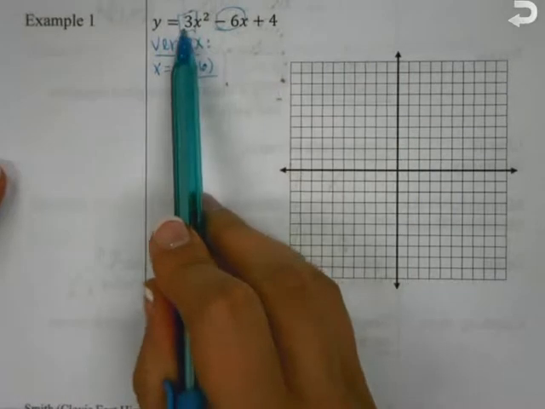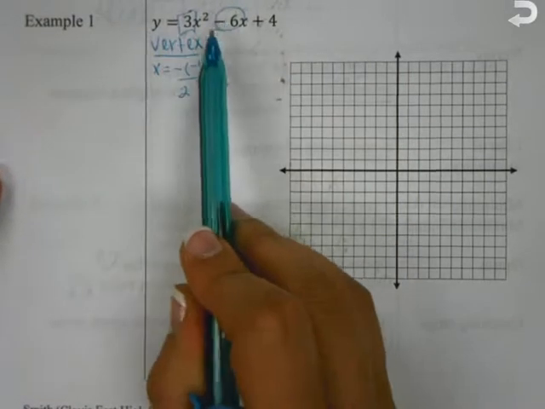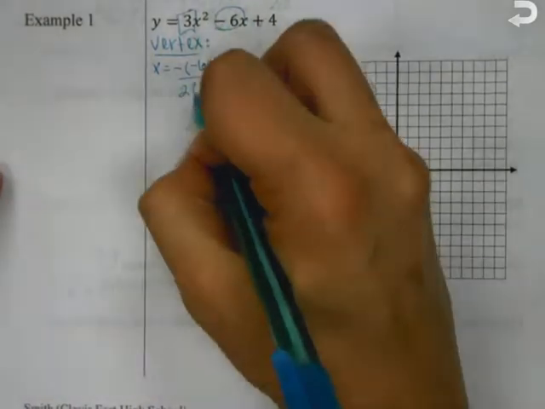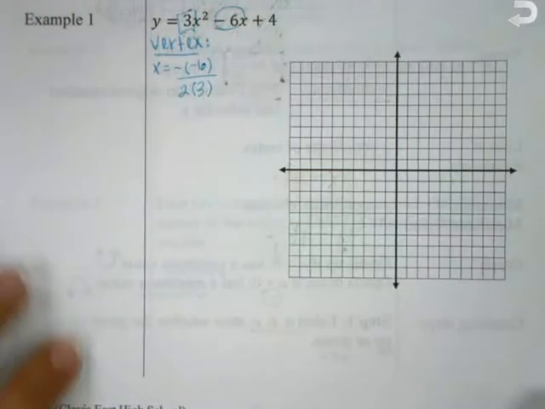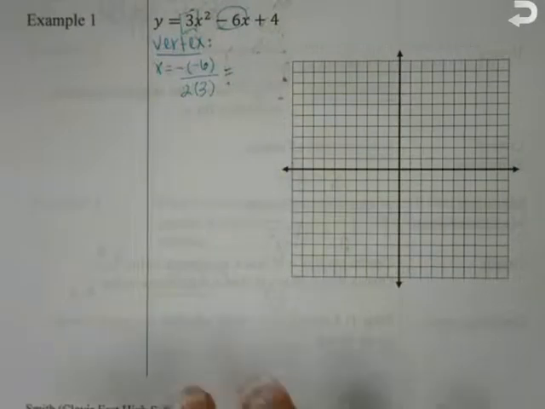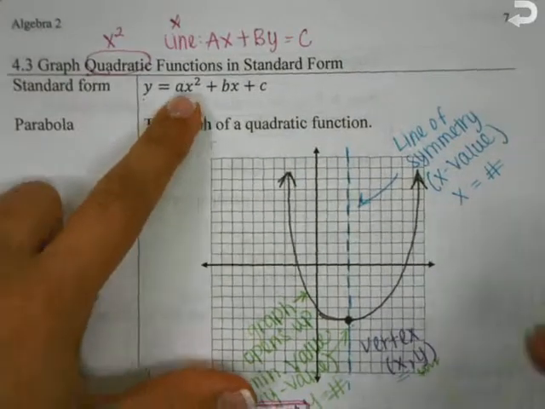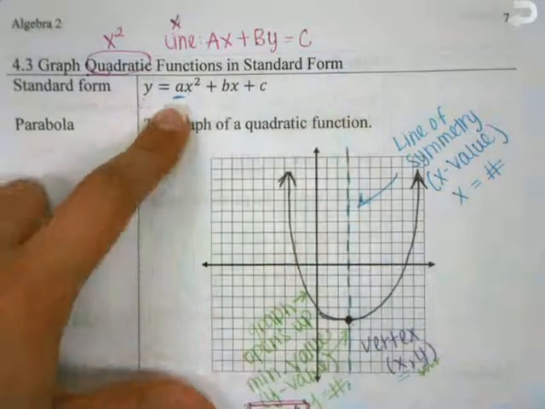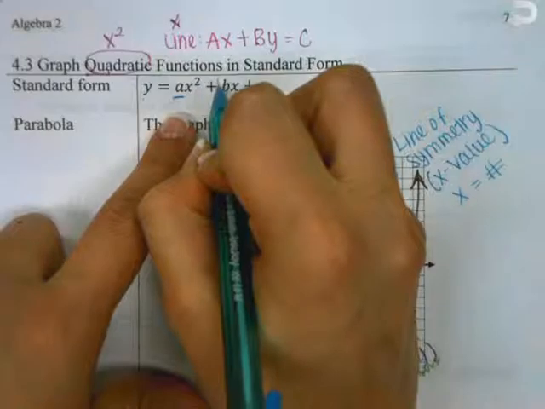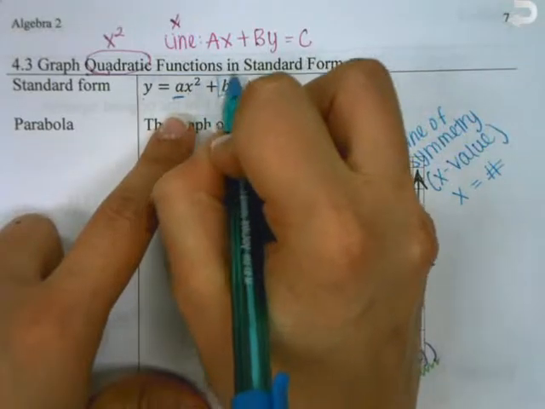Where does that formula come from? If you go back to the very beginning of your notes, in standard form, a is what's in front of x squared, b is what's in front of x. Okay, that's always the case. So b is in front of the x, a is in front of the x squared. That's where I get b and a. Okay?